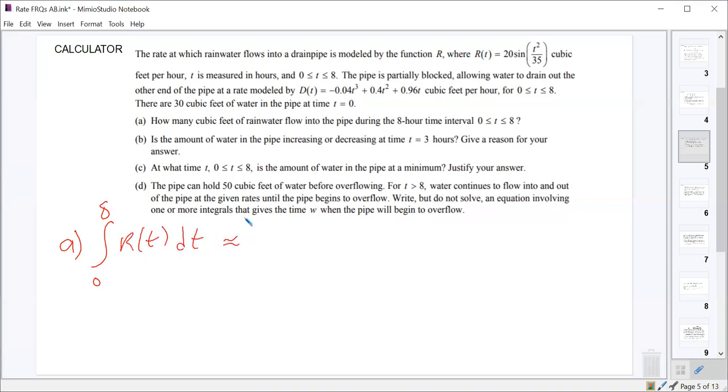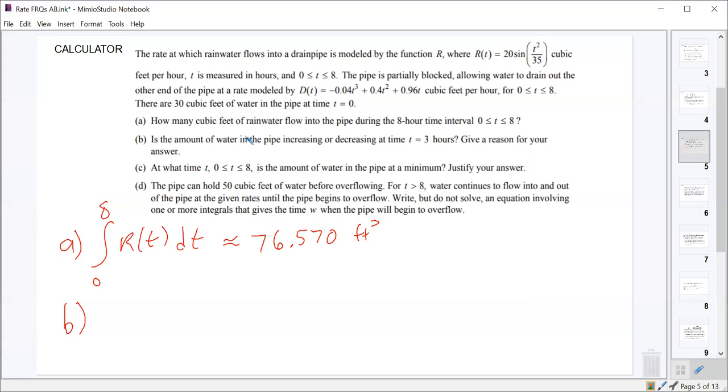Your calculator told you that that was 76.570 cubic feet. Good? Is that what other people got? Same value? Yeah. Any questions on A? No? All right.